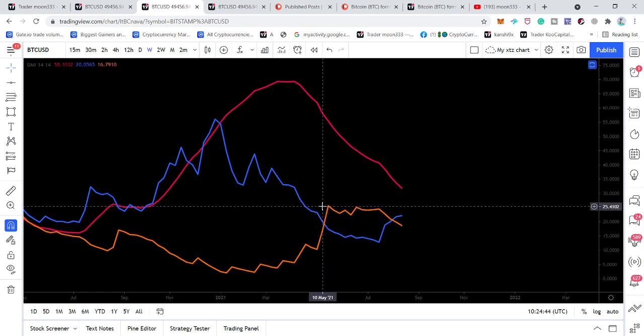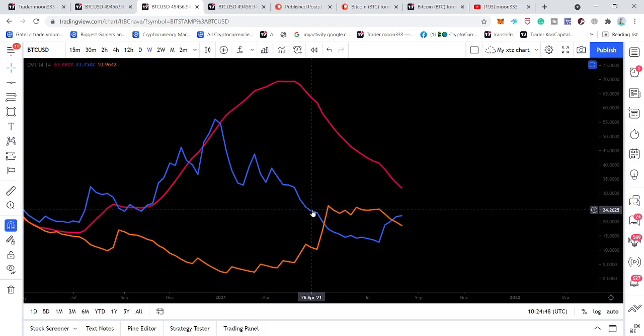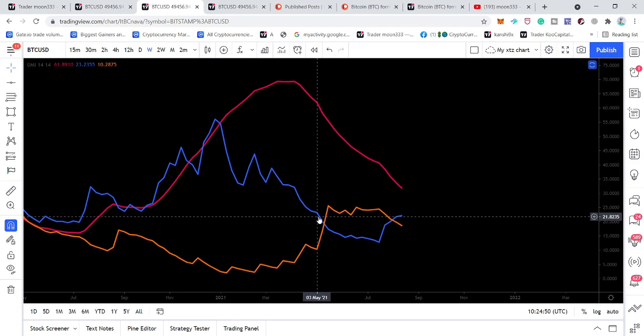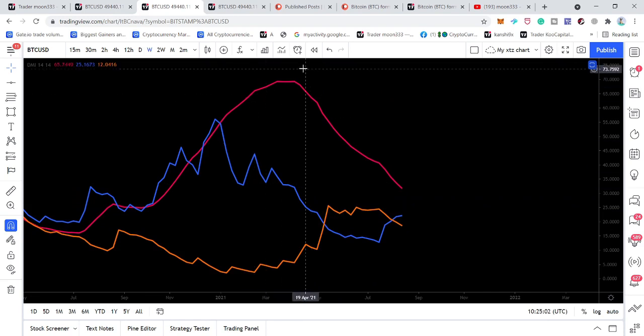This orange line is the negative directional index, and this blue line is the positive directional index. Whenever this blue line crosses up this orange line, that is a buying signal, like we have here. And whenever this orange line crosses up this blue line, that is a sell signal. And this ADX shows the power of buying or selling.